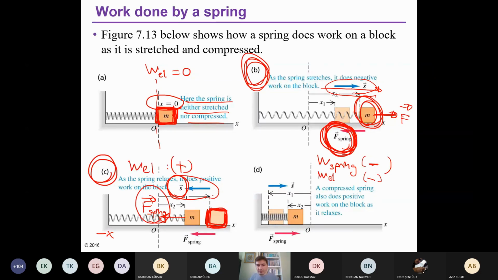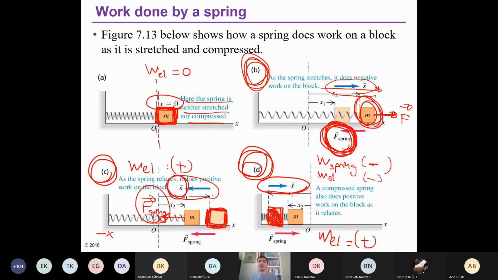And look at this one. You compress the spring and the box is here, okay? The box is here and you compress the spring and you release the box. Whenever you release the box, F spring is in the positive X direction and the box is moving along the positive X direction, then elastic work is again positive.